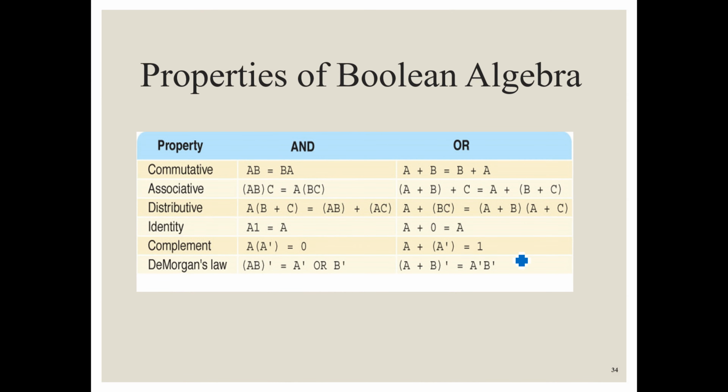The properties of Boolean algebra. These are the Boolean algebra properties you might have studied in the lower sections. Commutative property. Commutative means what? AB is equal to BA. 2 into 3 is equal to 3 into 2. Ultimately, we get the same output, that is 6. For OR it will be A plus B or B plus A. So these are a few: associative law, distributive law, identity law, complement law, and De Morgan's law. These are a few Boolean algebra properties. We have been studying them from the lower sections of school.